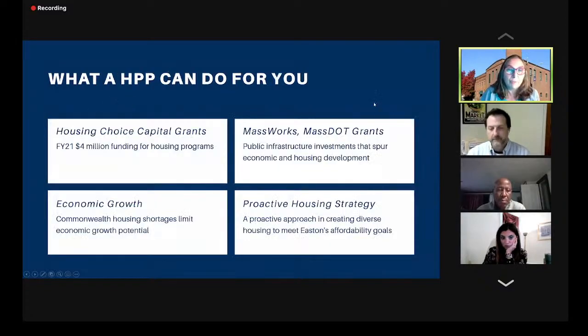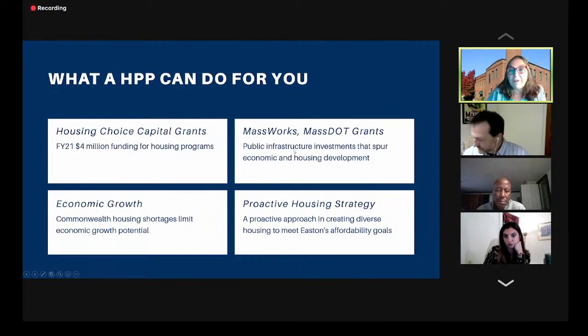What a housing production plan can do for you. Well, it opens you up to housing choice capital grant opportunities. This year, fiscal year 21, there were $4 million in funding for housing programs available through this program. There's also the MassWorks and MassDOT grant opportunities, money for public infrastructure investments that spur economic and housing development. There's opportunities for economic growth. Commonwealth housing shortages limit economic growth potential. And a proactive housing strategy, a proactive approach in creating diverse housing to meet Easton's affordability goals.